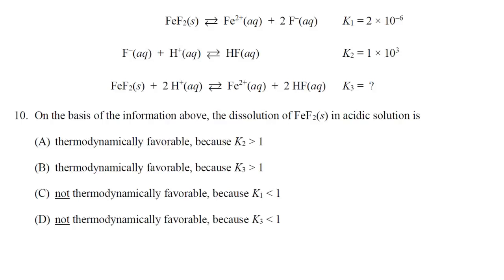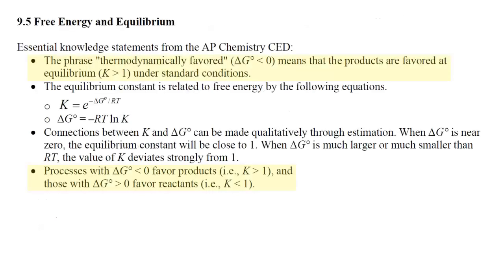In question 10, we are presented with 3 different chemical equations, and the question says, on the basis of the information above, the dissolution of solid iron fluoride, which has the chemical formula FeF2, in acidic solution is, and our choices include thermodynamically favorable or not thermodynamically favorable, and then we have justifications involving a particular equilibrium constant K being either greater than 1 or less than 1. So this question falls under topic 9.5, free energy and equilibrium.